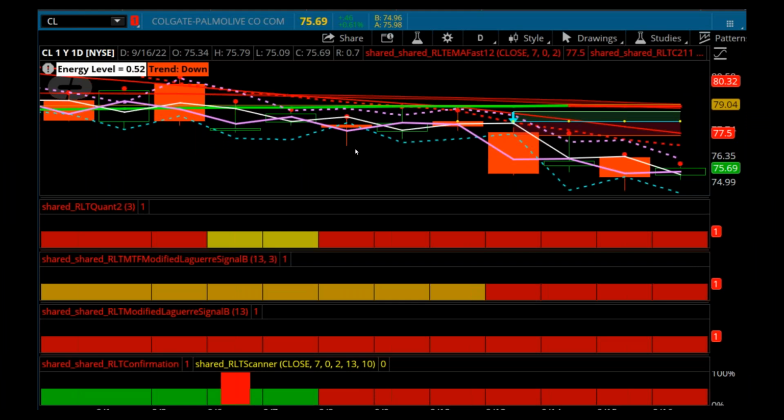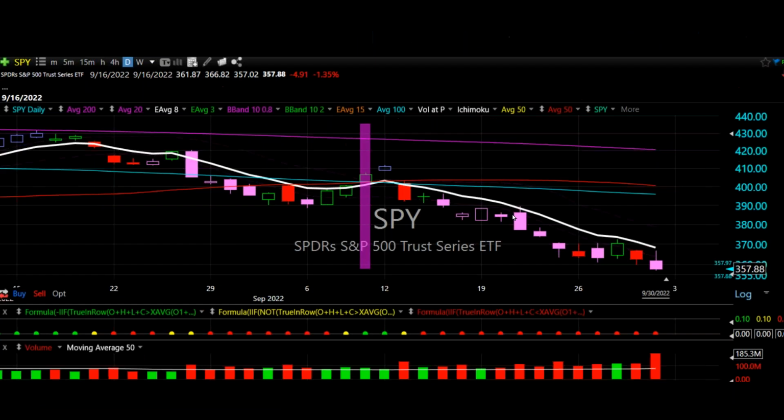This was Colgate Palmolive. Again, you can see the breakout of the dynamic compression zone right here on the daily chart. Here's a big red candle, then a kind of doji, and then it continues on down. We had some nice profits in this one as well. Again, all of the indicators here are red, telling you the institutions are in there selling.